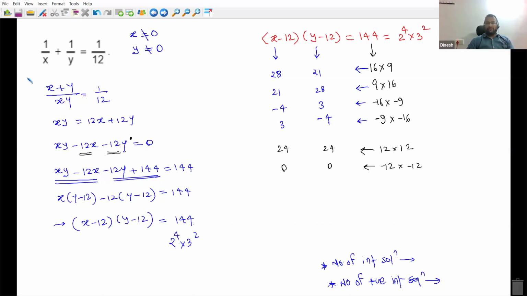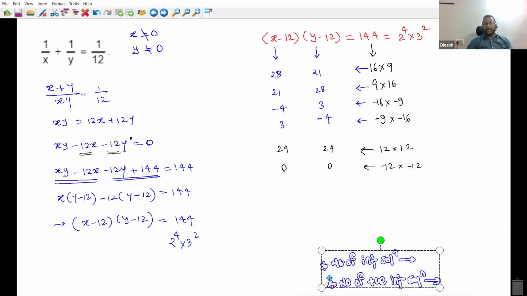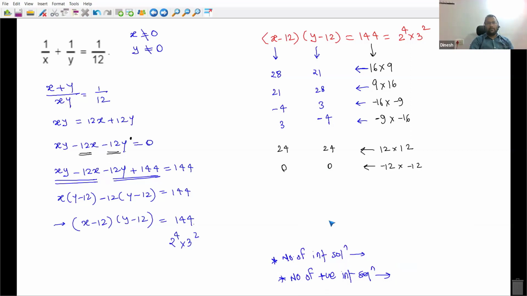So now, as this is the first question, I will list down all the pairs. 144 can be written as 1 into 144, 2 into 72, 3 into 48, 4 into 36, 6 into 24, 8 into 18, 9 into 16, 12 into 12. Number of factors 15.